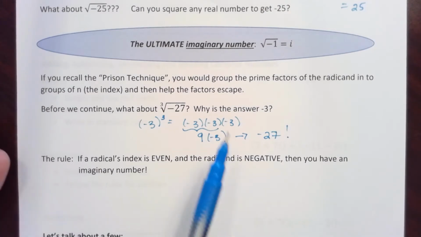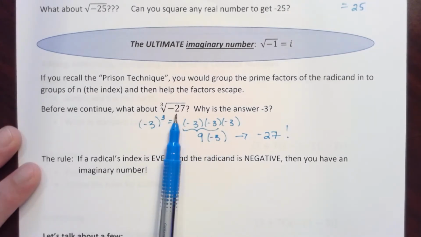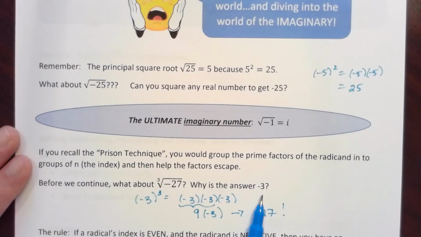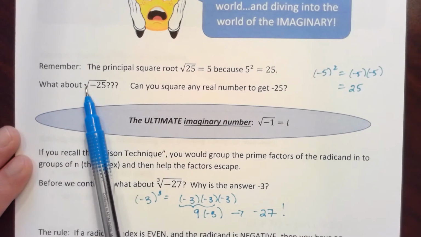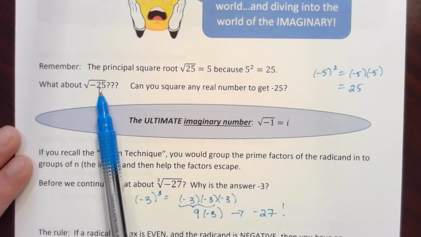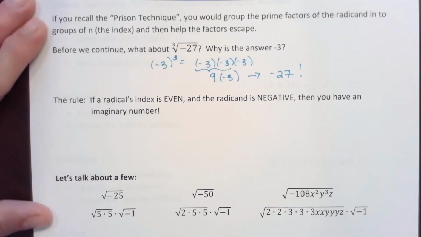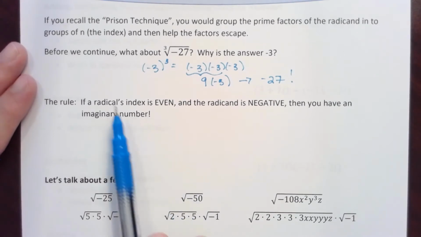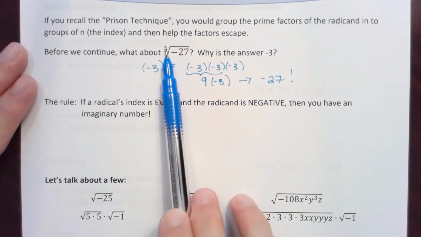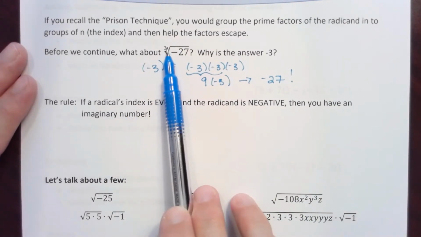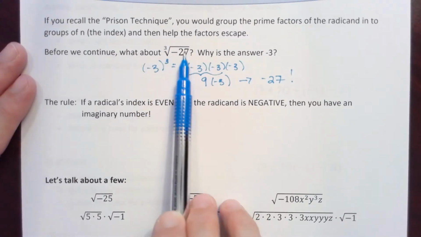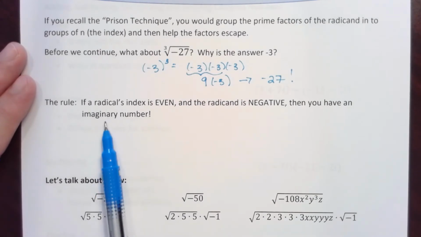So you can take the cube root of a negative number and get a negative number, but you cannot take the square root of a negative number and get anything that's real. Okay, so the gist of it is, if a radical's index is even, remember this is your index, this little number, and the radicand, the number underneath, is negative, then you have an imaginary number.